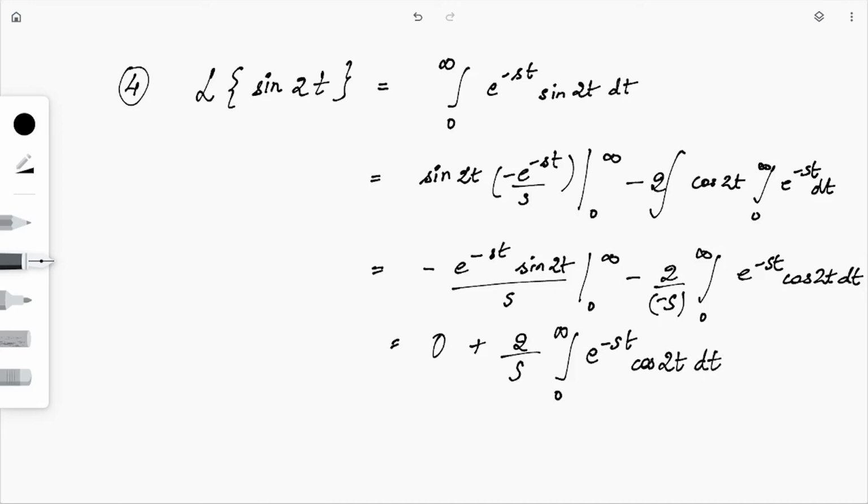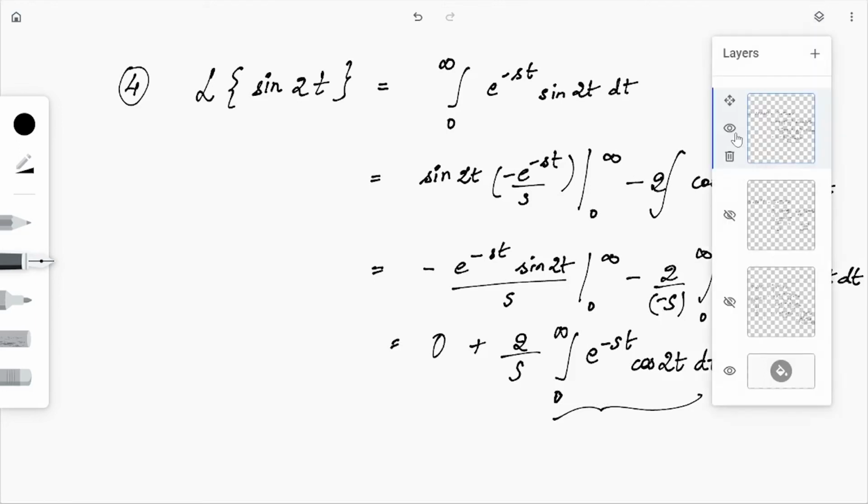So here again we'll have to apply the same process, that is integration by parts. So script L of sine 2t is 2 by s integral 0 to infinity e raised to minus st cos 2t dt. Now we'll have to again proceed by the integration by parts method over here. So here let's do it again.